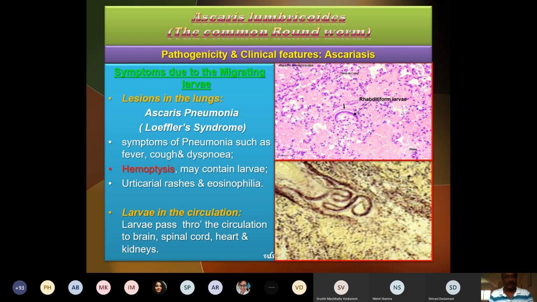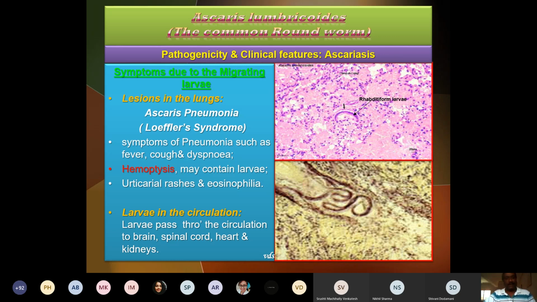Pathogenicity and clinical features of ascariasis. Symptoms due to migrating larvae. First important thing. Migrating larvae, as I've told you, the rhabditiform larvae migrate through the blood vessels to the liver, from the liver to the heart, then to the lungs. If they reach the lung, the site of localization is the lungs, where the capillaries are eroded. In the sputum, the larval form of the parasite may be observed, or blood may also be observed due to erosion of the capillaries of the lungs.